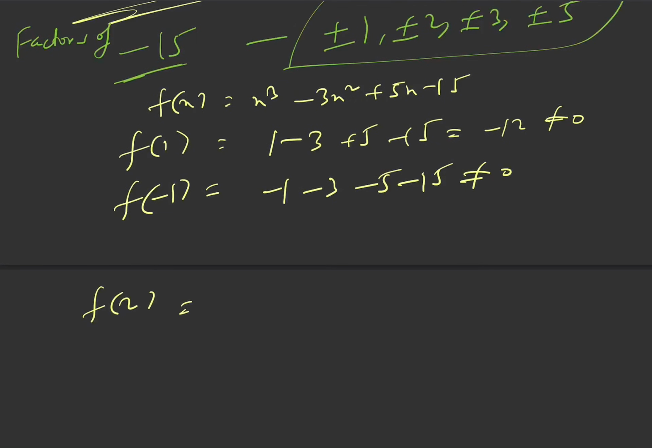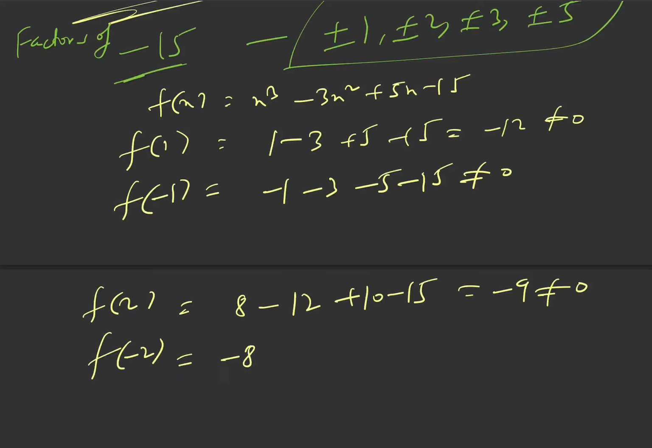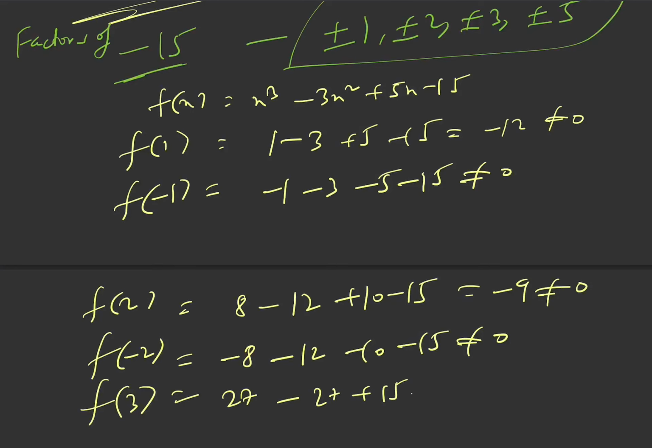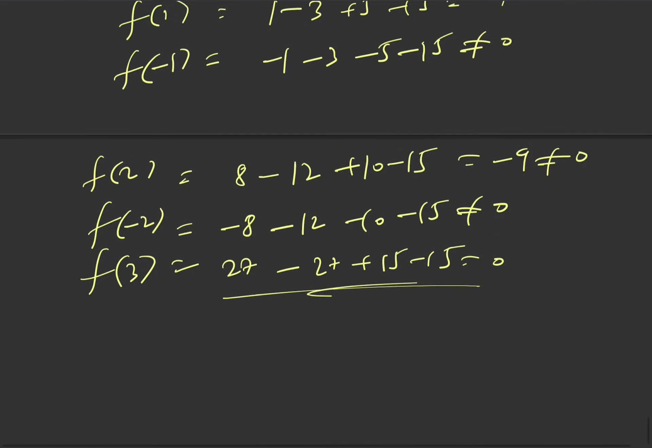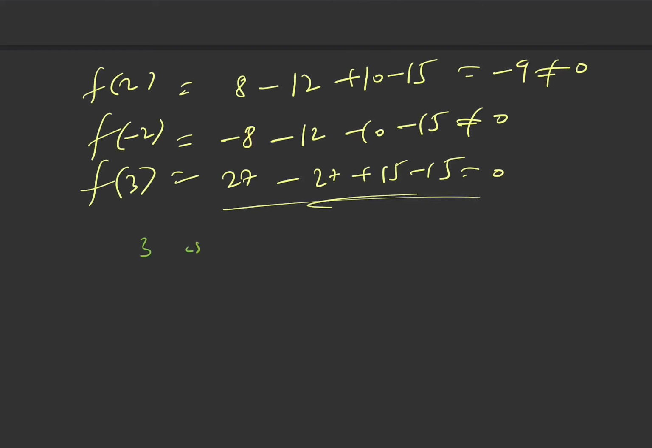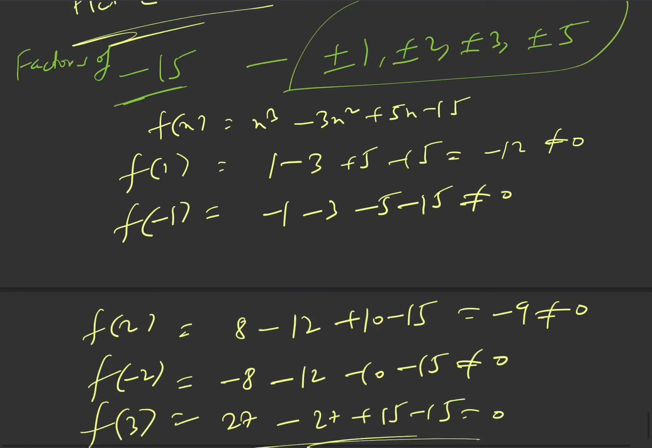Now let us check 2. So f of 2 is 2 cube, 8, minus 3 into 2 square, so that is 12, plus 10 minus 15. So this is minus 4 plus 10, 6, minus 15, minus 9. So this is also not 0. Let us check with minus 2: minus 8, minus 12, minus 10, minus 15. So clearly this is also not 0. Let us check with 3. So 3 cube, 27, minus 27 plus 15 minus 15. So this is coming out to be 0. It means what? 3 is a root. 3 is a root of f of x.